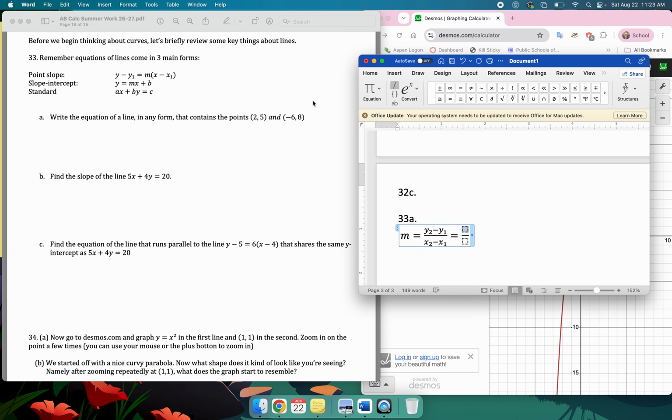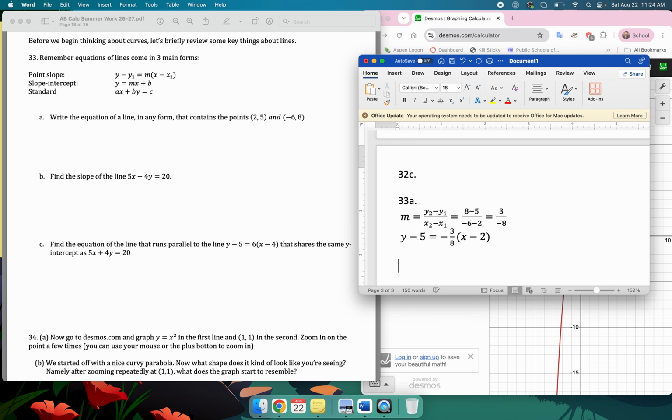So y2 minus y1, that's 8 minus 5 over x2 minus x1, that's negative 6 minus 2. So that's 3 over negative 8. So that's our slope. And so going to point slope form, y minus y1 equals m, that's the slope, which I just found, times x minus x1. And x1 and y1, those are the coordinates of whatever point you want. I decided to call this x1, y1, but you could also call this x1, y1. Doesn't make any difference. You'll get an equation which looks a little bit different, but it's going to be equivalent. So y minus 5, that's y1, equals m, which is negative 3 over 8 times x minus x1, which is 2. So there you go. That's point slope form.